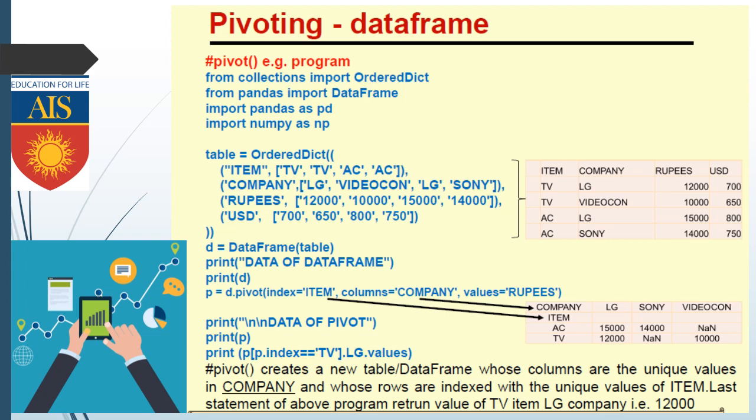Then print p.index == 'tv'.lg.value. The pivot option creates a new table or data frame whose columns are the unique values in company and whose rows are indexed with the unique values of item. The last statement of the above program returns the value of TV item, LG company, that is 12,000.